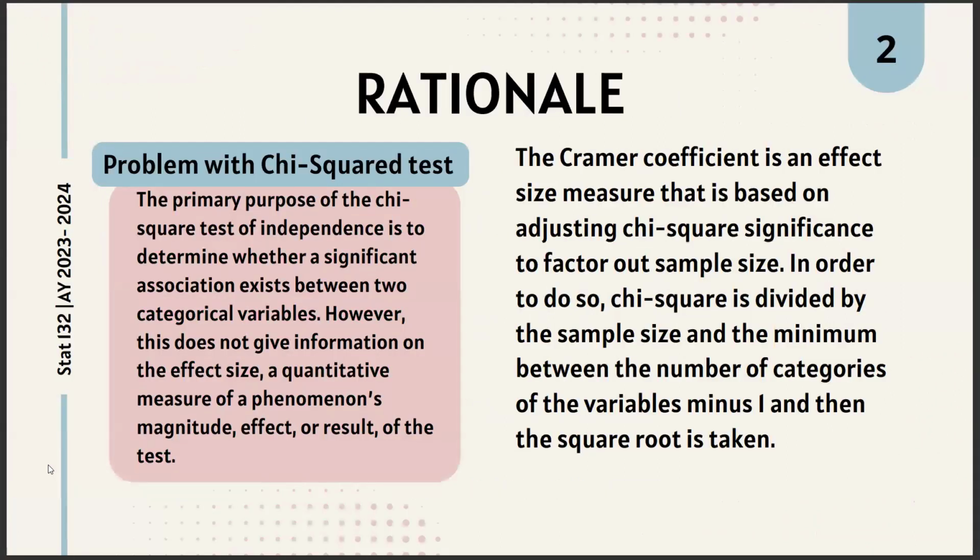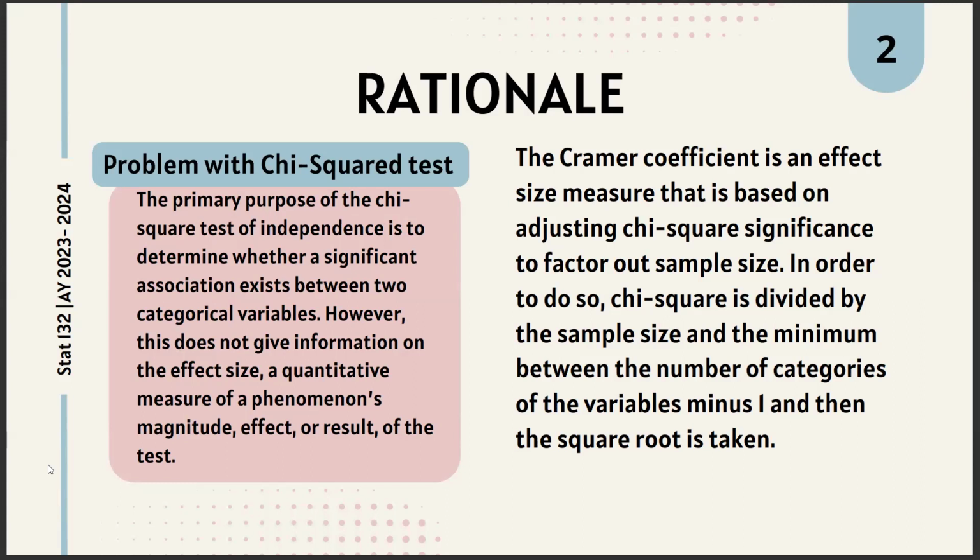So for the rationale of this, let's first look back on our chi-square test of independence. The primary purpose of our chi-square test of independence is to determine whether a significant association exists between two categorical variables. However, this does not give information on the effect size. Effect size, we could also refer to this as the magnitude. Technically, effect size is a quantitative measure of a phenomenon's magnitude, effect, or result of the test. So one way in which we can look into effect size is the Kramer coefficient.